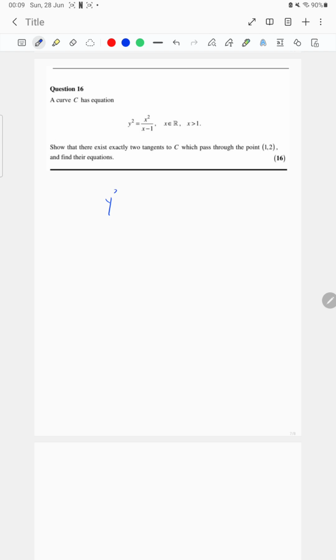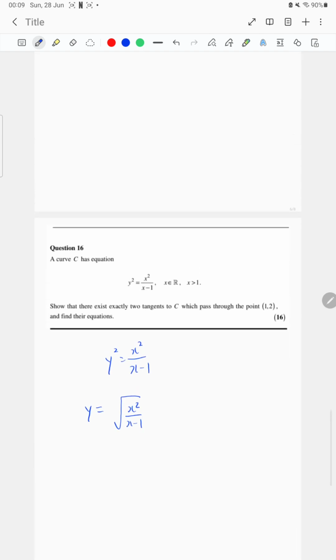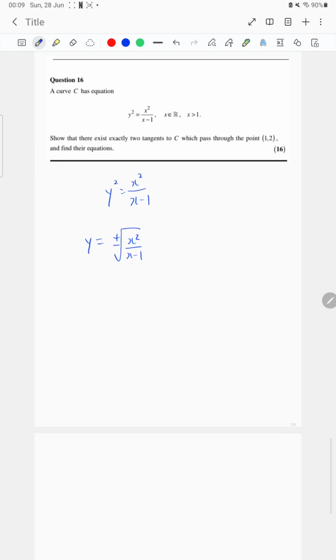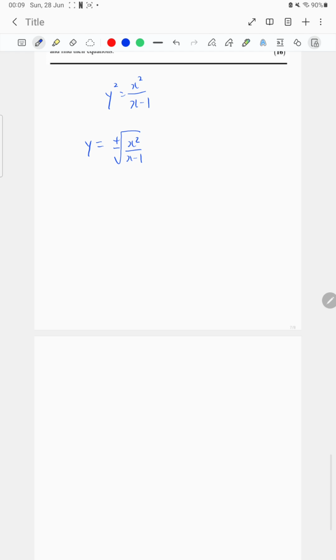y squared equals x squared over x minus 1. We can square root both sides to get y. y equals the square root of x squared over x minus 1. But remember, because it is a square, you need to add the plus or minus. Okay, so y is equal to, because as you can see, the top part of the fraction is x squared, so we can just do plus or minus x over the square root of x minus 1.